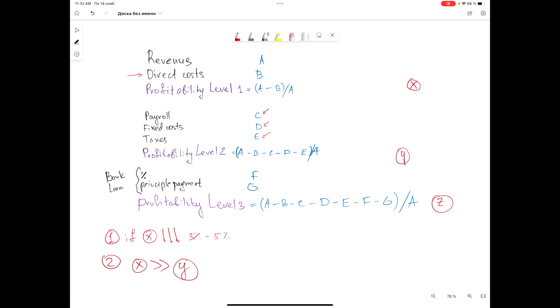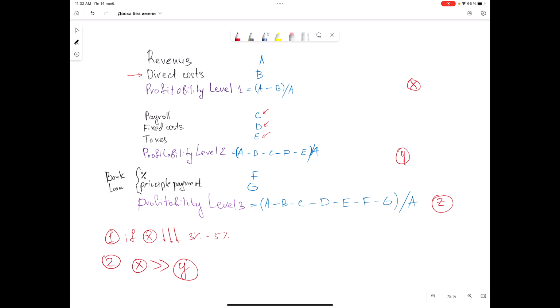So if X is much bigger than Y level of profitability, this means that you've got a huge amount of non-productive costs, and you have to look at these costs in detail. You've got to try to reduce all these costs. So this is very valuable information for you to start, for example, looking for a new office, new warehouse, or, for example, look at your payroll. Maybe you have to fire some people who are non-productive. So this is the food for thought.